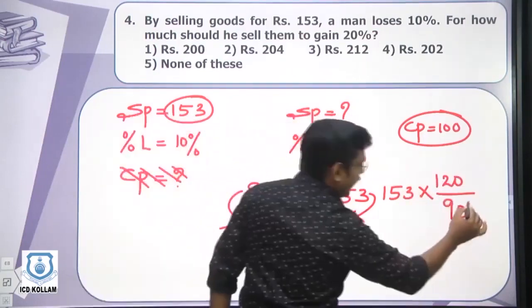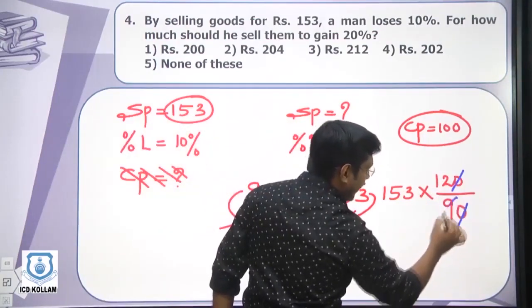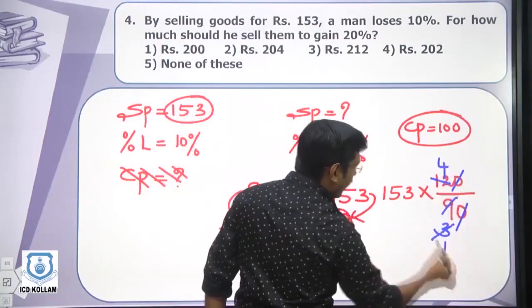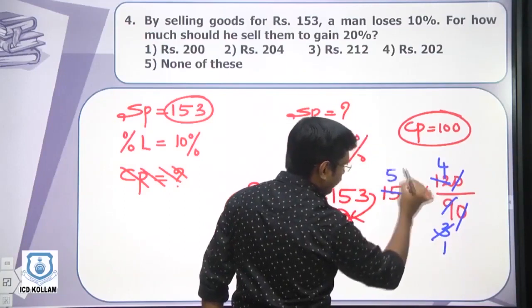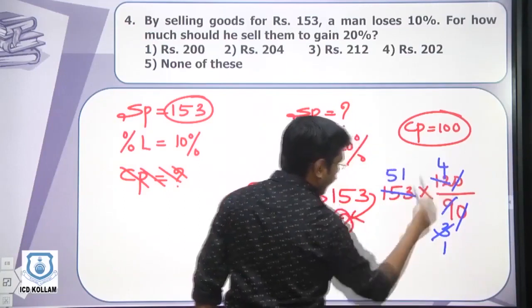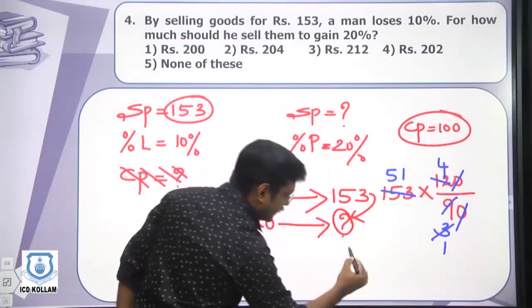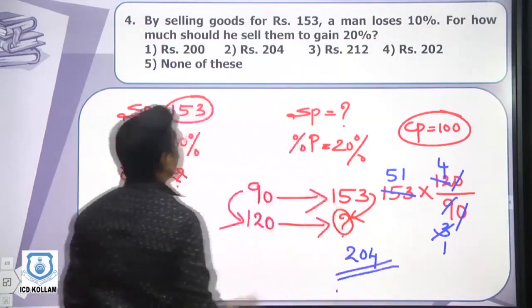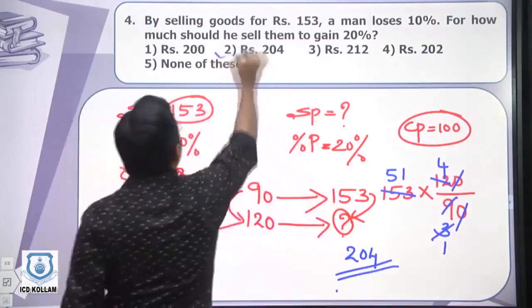Solving this, cancelling these two zeros, 3 times and this is 4 times. After that 3 1 time, 3 5s are 15. After that 3 1s are. So 51 into 4. As a result of that, you will get this as 204. Yes, we got the value. The answer is option number 2.